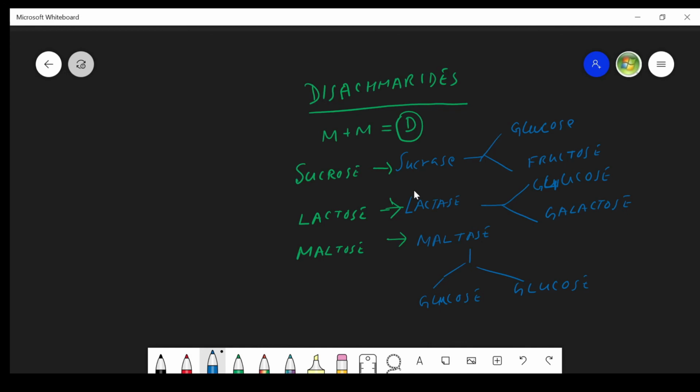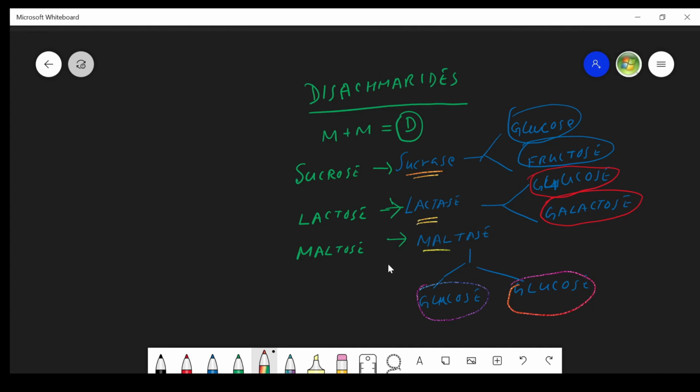So is it clear to you that disaccharides are made up of 2 monosaccharides? Here we are finding that sucrose is made up of glucose and fructose, whereas lactose is made up of glucose and galactose, whereas maltose is made up of glucose and glucose. That means 2 molecules of glucose. And now what are these substances? These are the enzymes which break them down into monosaccharides.